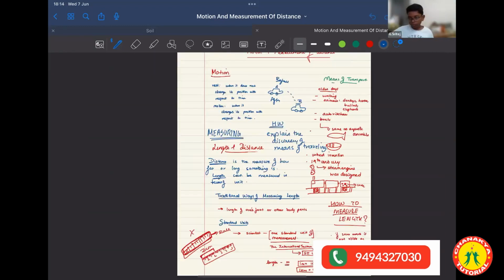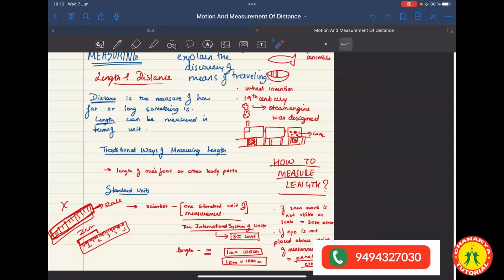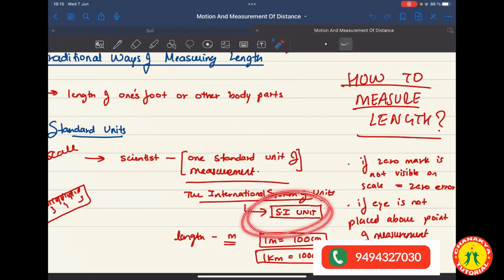Yes, ma'am. Okay, so in the last class we ended by asking the question, how to measure length, and we also saw the difference between distance and length. Now I already told you what SI unit means. Now we'll be talking a little more in depth about what SI unit is.